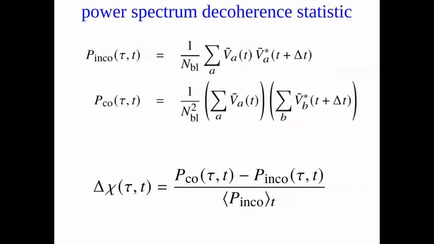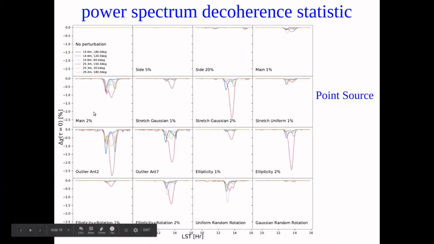Next, we want to show the decoherence, basically the coherent power spectrum minus the incoherent power spectrum. For a perfectly redundant case, it should be zero. If it is not redundant, there should be some variations in delta chi. So here we are showing delta chi as a function of LST for different non-redundancy types. And you can see that it changes.